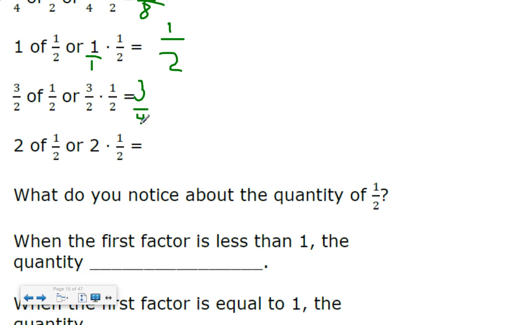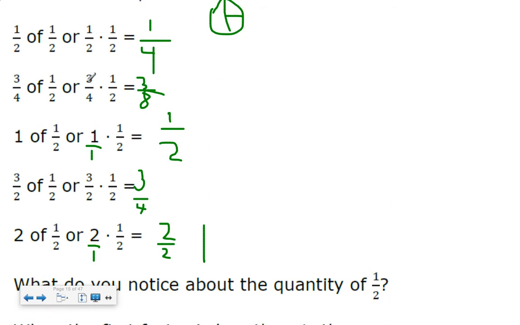What's 2 groups of 1/2? Rewrite this whole number in fraction form. Multiply the numerators across. 2 halves, or just 1. So what do you notice about the quantity of halves? If you multiply by a number that's less than 1 whole, it gets smaller. When you multiply by 1, it stays the same.